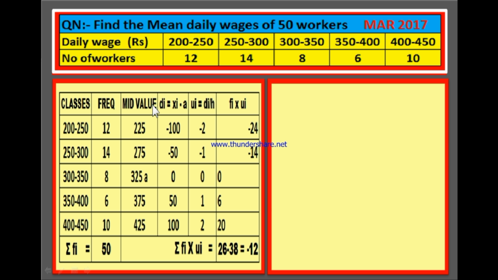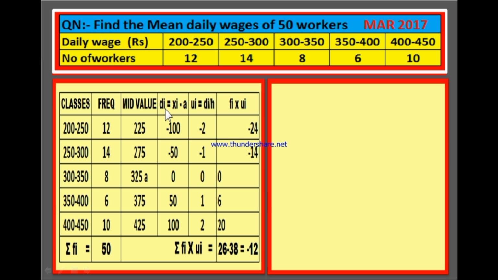In order to solve this question in step deviation method, let us consider the middle class mark or mid value as small a. Small a stands for assumed mean. Understood? Small a stands for assumed mean. Therefore, we will consider the middle mid value as small a. You can consider any mid value as small a, no problem. You can consider any value out of these as a, but I took the middle class mid value as a.